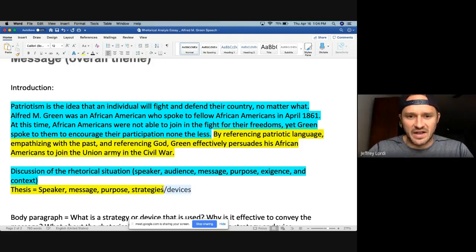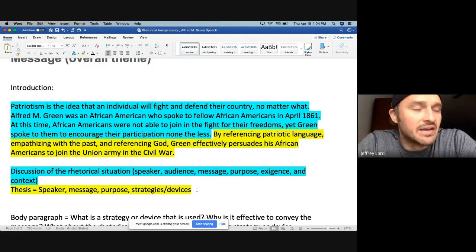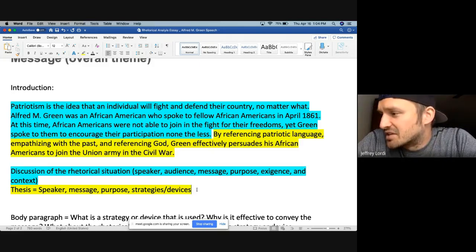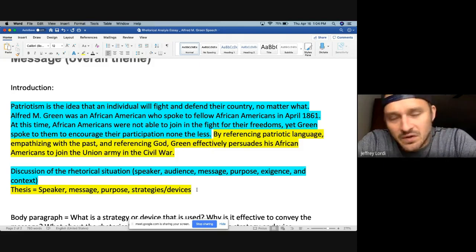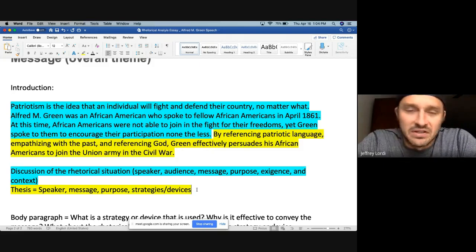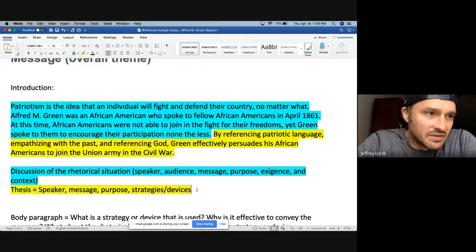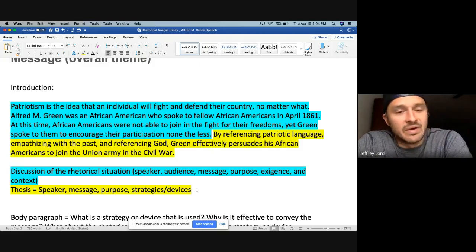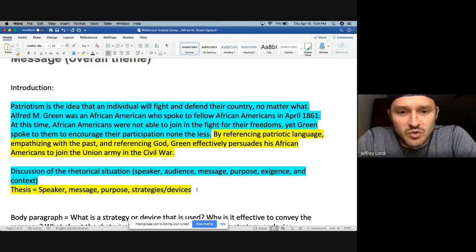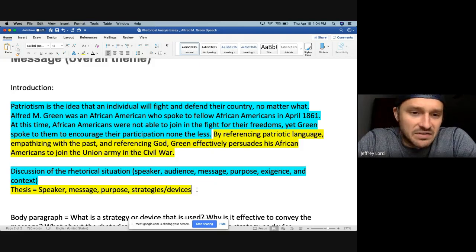And when I say strategies, I mean by referencing, by bringing up, by talking about, by discussing, right? And devices would be more things like ethos, logos, pathos, repetition, allusion, imagery, figurative language, metaphor. It doesn't matter which one you use. It's just all about how you are discussing how those pieces to his or her speech connect to their message and purpose.